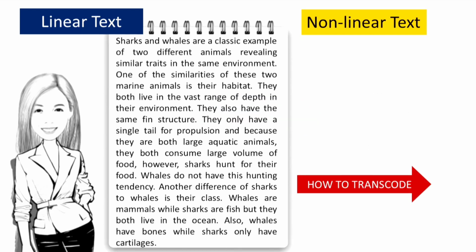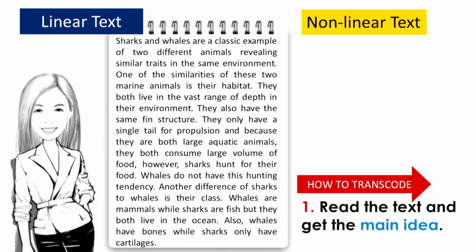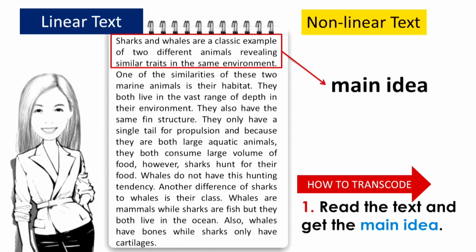To transcode a linear text to nonlinear text, follow these simple steps. First, read the text and get the main idea. In this linear text, the main idea is sharks and whales are a classic example of two different animals revealing similar traits in the same environment.